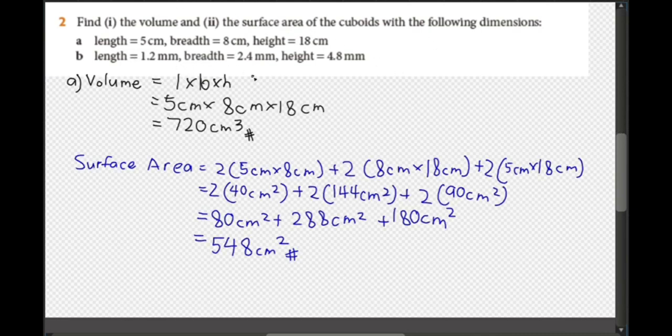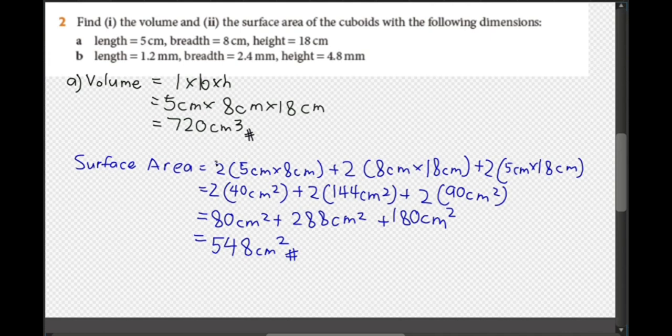Firstly, let's count its volume. The volume of a cuboid, we all know, is the length times the breadth times the height. The length here is 5 cm, the breadth 8 cm, and the height is 18 cm. Hence, we just need to multiply them together, so 5 cm times 8 cm times 18 cm. And at the end, we will get 720 cm cubed, which is the volume of cuboid A.